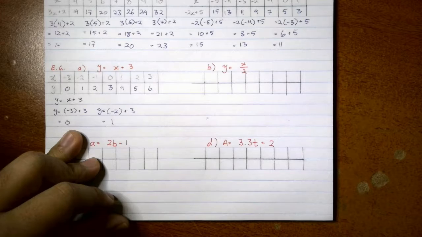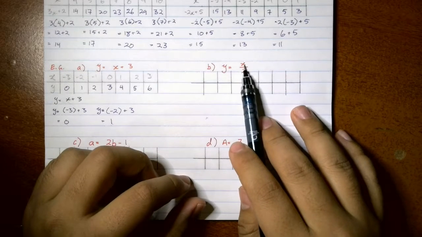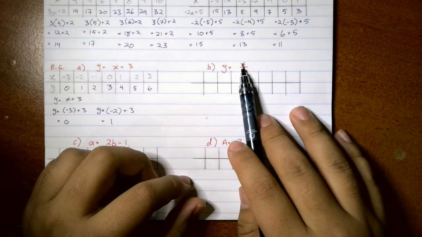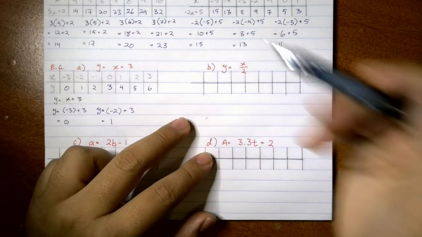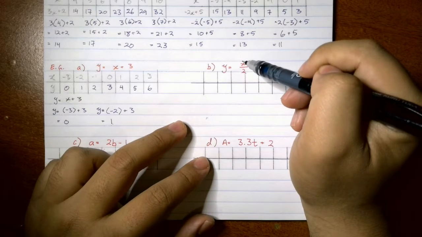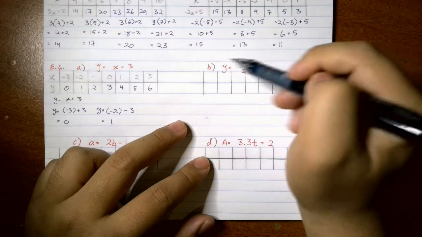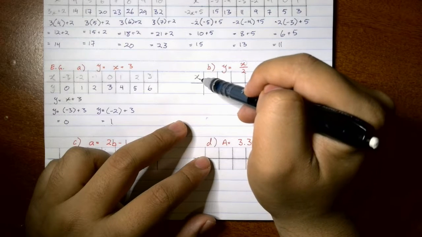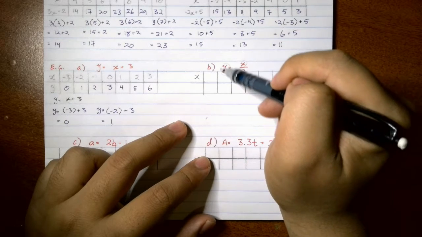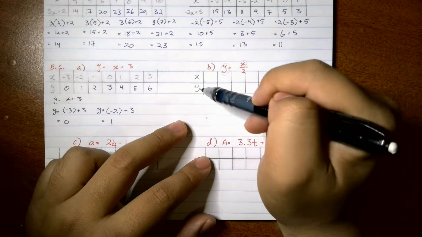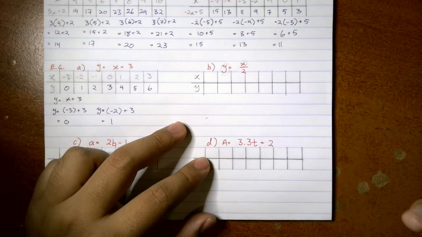Now let's do one for this expression, y equals x over 2, which is x divided by 2. So once again, the variable in the expression belongs here, and the subject on its own belongs along the bottom row.